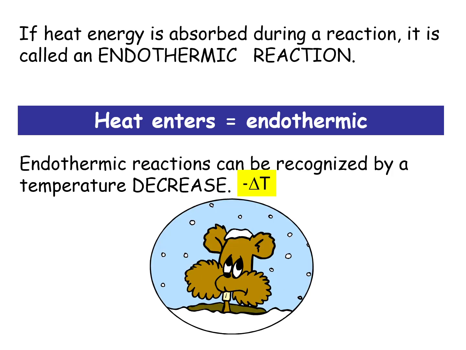So endothermic reactions are the ones where, like with the baking soda and the vinegar, you end up with a temperature decrease, so a negative delta T, and a positive delta H, because we're adding heat energy into it.